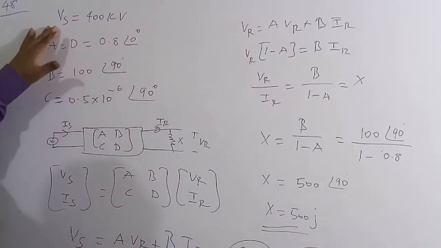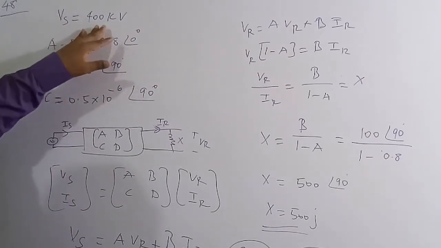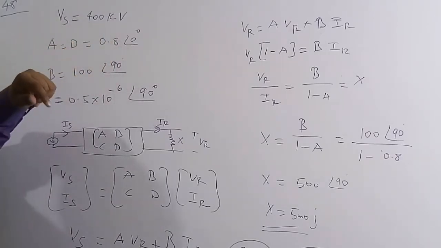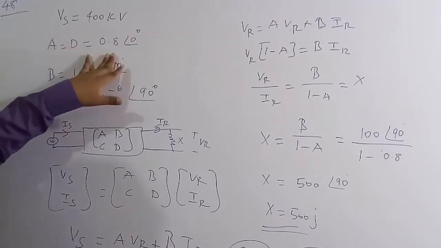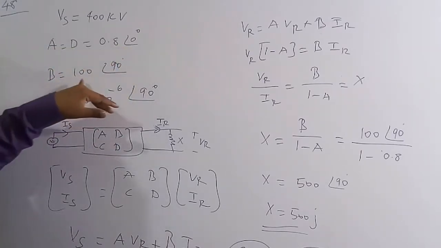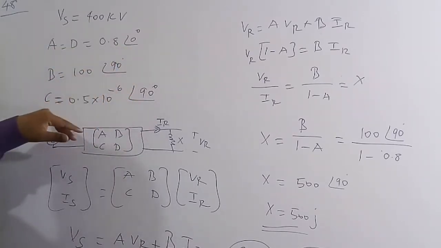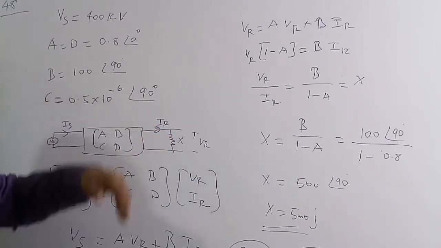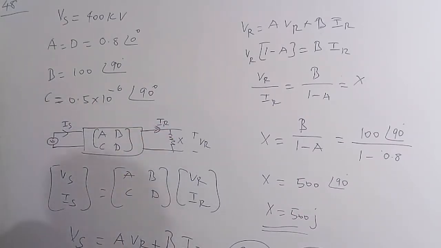In the question they have given the supply voltage as 400 kV and the ABCD parameters also. A equal to D equal to 0.8 at an angle 0 degree, B equal to 100 at an angle 90 degree, and C equal to 0.5 into 10 to the power of minus 6 at an angle of 90 degree. Now we need to find what reactance we need to keep at the load end.